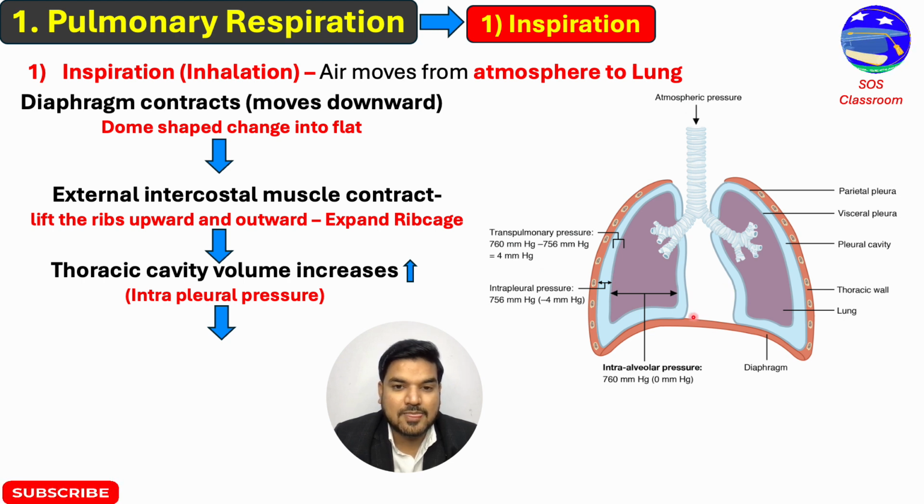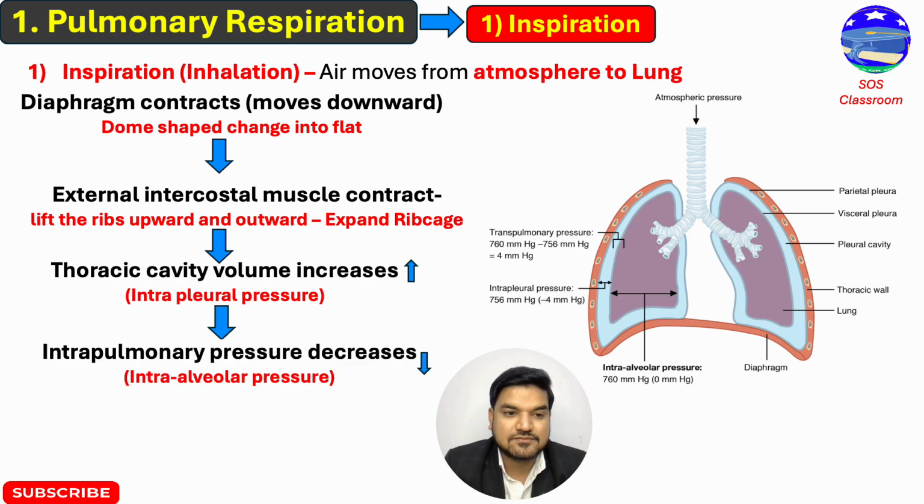So when the thoracic cavity volume increases, it leads to a decrease of the intra-alveolar pressure. The intrapulmonary pressure decreases. Intrapulmonary means intra-alveolar pressure decreases. Normally this is 760 mm of Hg, but when the volume of the thoracic cavity increases, the intra-alveolar pressure decreases. Alveolar pressure means the pressure inside the lungs.